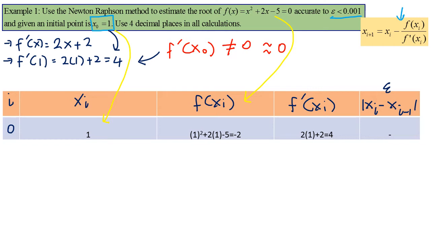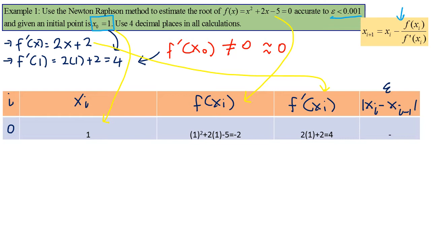And then for this one, you base on the f prime that you obtained before. Substitute the initial point x0 into f prime, you get 4. For the epsilon value, you don't have to substitute, no value yet because we don't have any value before x0. You got my point, right?